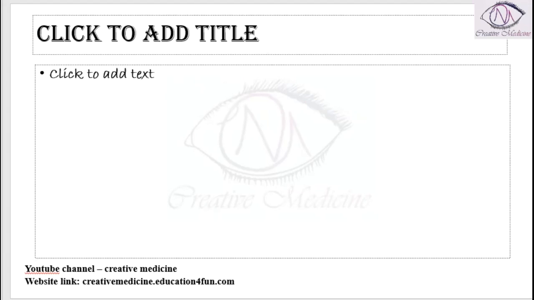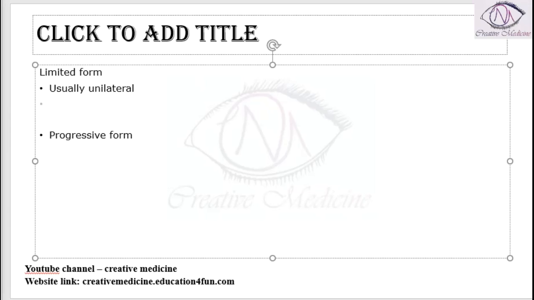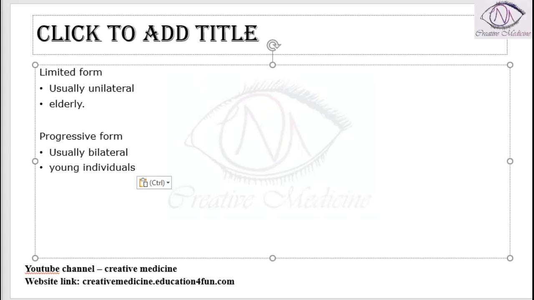So Mooren's ulcer is of two types. One, we have the limited form of Mooren's ulcer, and second, we have the progressive form of Mooren's ulcer. The limited form is unilateral and is most commonly seen in elderly patients, whereas the progressive form is usually bilateral and mainly seen in young individuals. So these are the two different types of Mooren's ulcers.